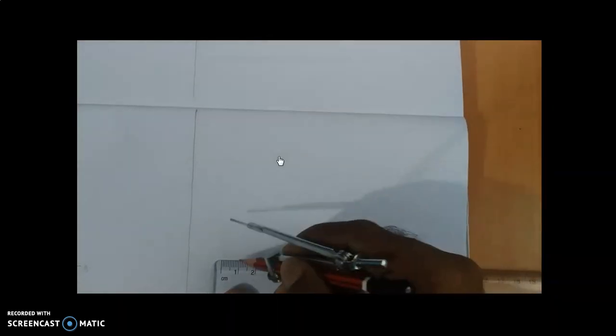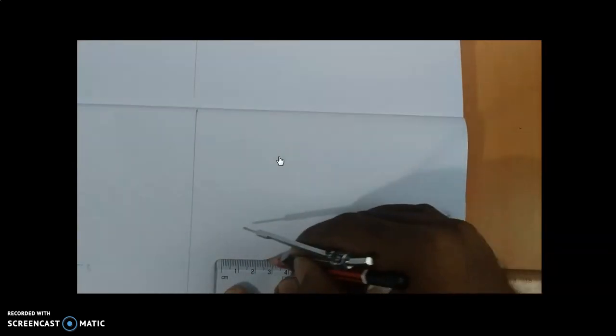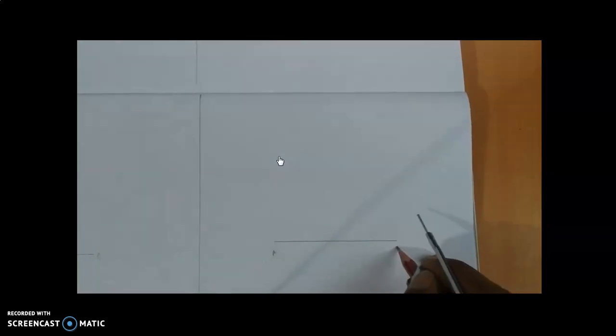Now I'm going to construct an equilateral triangle without a protractor. So what is the property of an equilateral triangle? All the sides are equal and also all the angles are equal, and each angle is equal to 60 degrees, because 3 into 60 is 180 degrees. So for that, first draw a base of the given length. Now I'm just drawing with a free measurement. So let's take this as A, B.